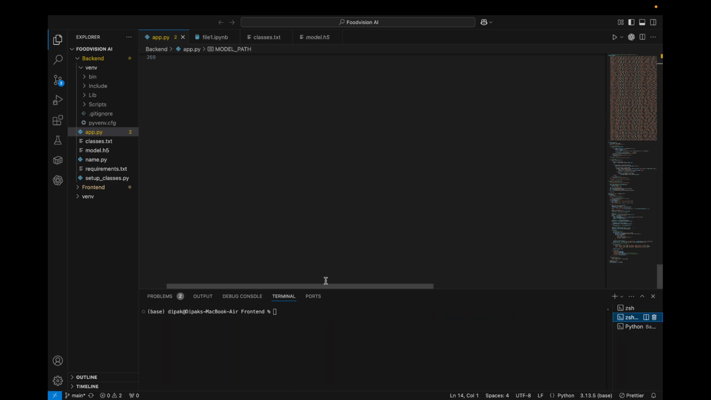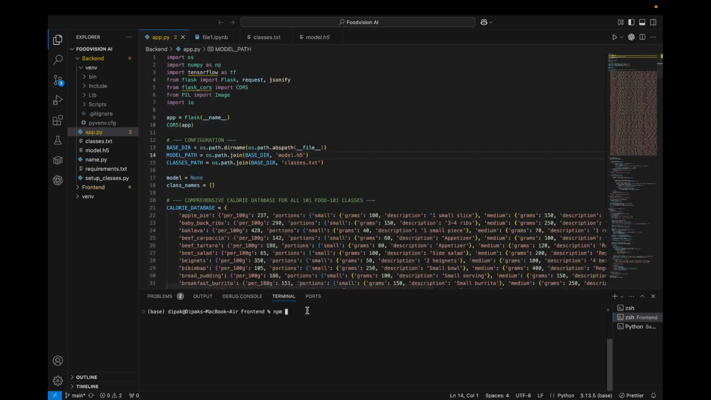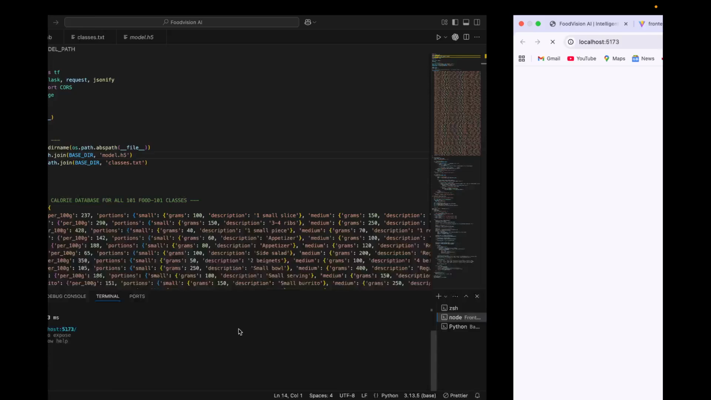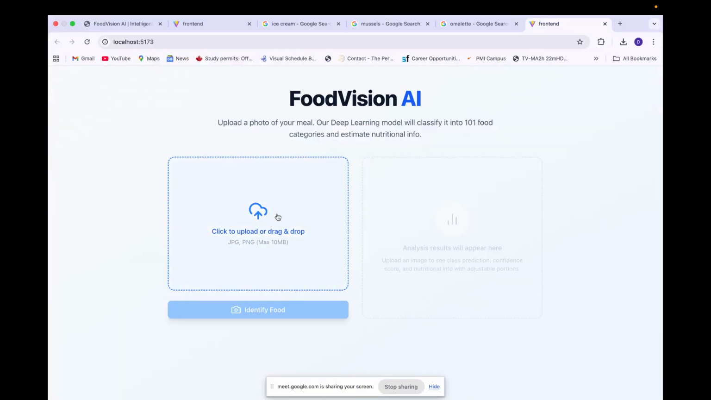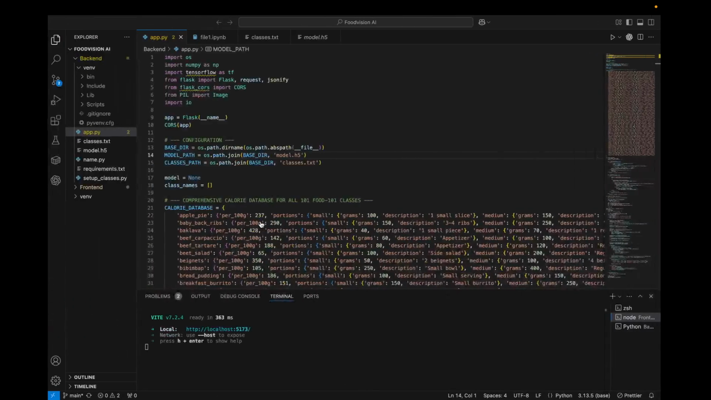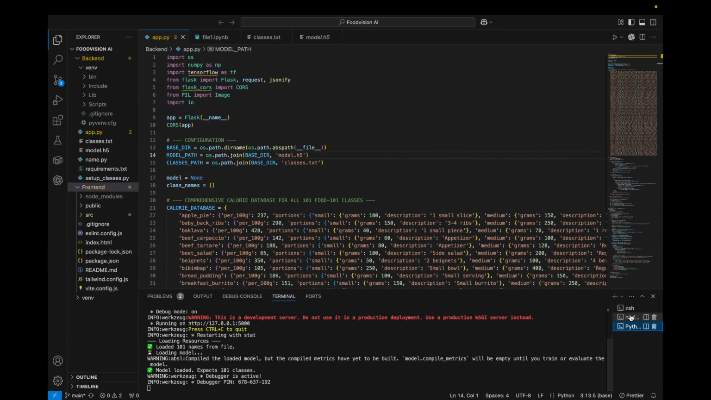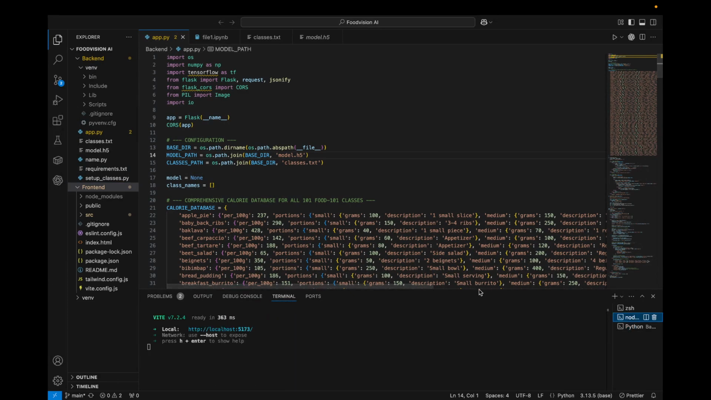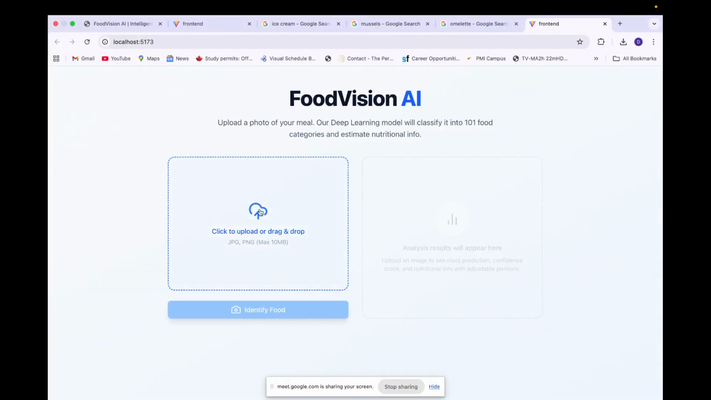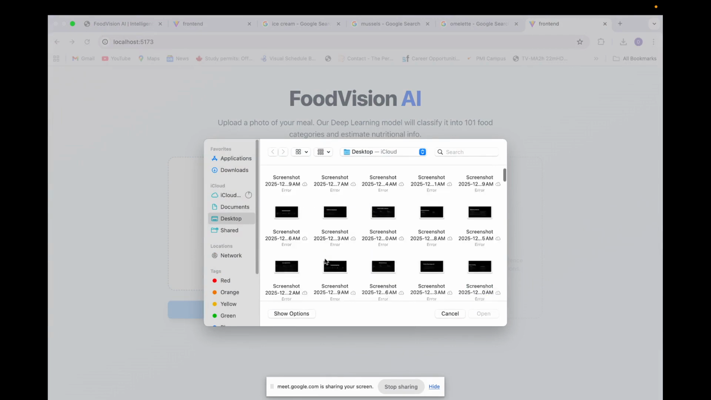For the front end, we need to change the directory to the front end and do npm run dev. After we do this, our localhost will give a URL, and when we click the URL, it opens. This is our front end, and our backend has already started to run in another terminal, which uses the model to predict the food classification. So now let's click and drop the images here.